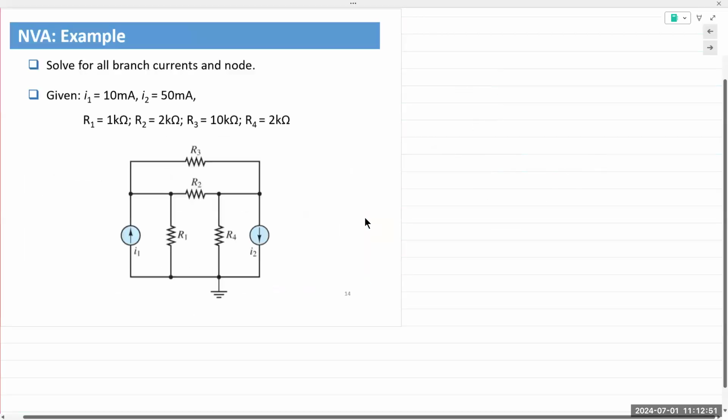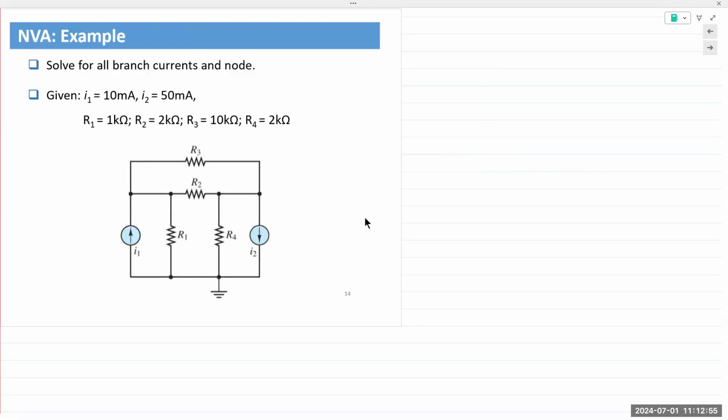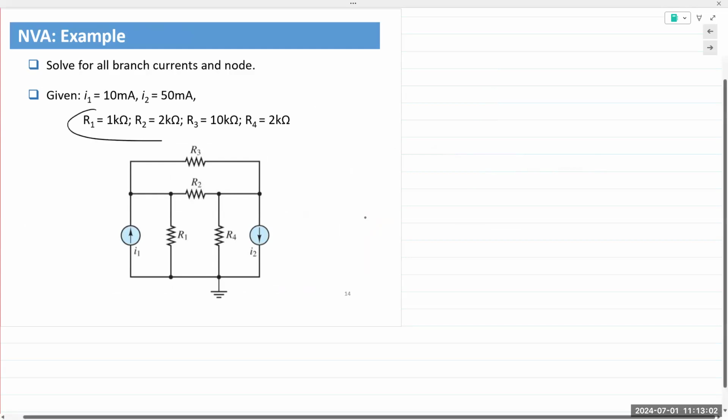So the circuit has 4 resistors and 2 current sources. Okay, 2 current sources. All of the resistor values are given, right? 4 resistors, all values are given.